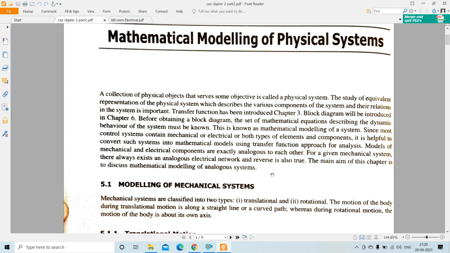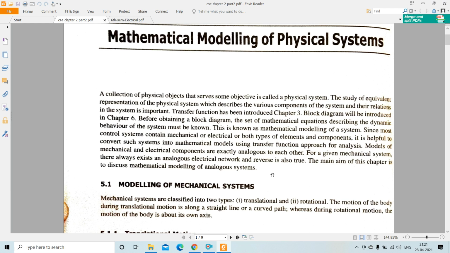Okay, so what do you mean by physical system? See, a collection of physical objects that serves some objective is called a physical system. So the study of equivalent representation of the physical system, which describes the various components of the system and their relations in the system, is important. So we already discussed transfer function. Here we will discuss the set of mathematical equations which describe the dynamic behavior of a system. Okay, so this is known as the mathematical modeling of a system.